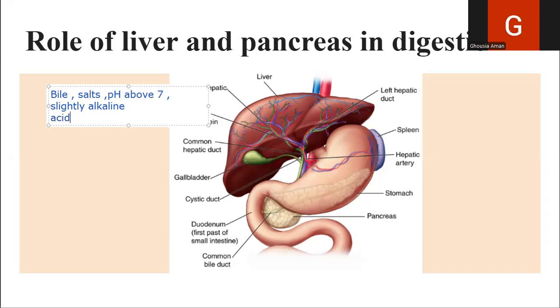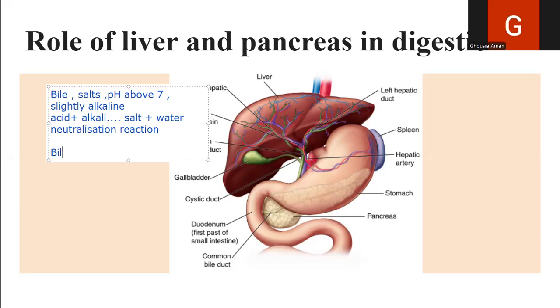So in chemistry, there is a chemical reaction that acid reacts with alkali and forms salt and water. And this is called neutralization reaction. So remember, in our duodenum, neutralization reaction is taking place. What is neutralization reaction? Acid and alkali react with each other and form salt and water. So the chyme is neutralized in the duodenum. And it is happening because of the bile and pancreatic juice. Both of them are slightly alkaline.